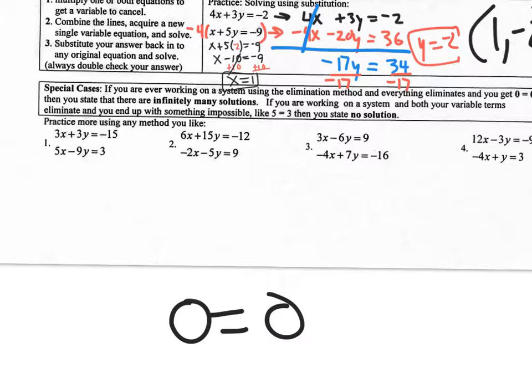But if you're working on a system using linear combinations and something impossible happens, like 0 equals 5, then you would say no solution. That would mean that they're parallel, okay? That they would be inconsistent, if we wanted to use the appropriate vocabulary.